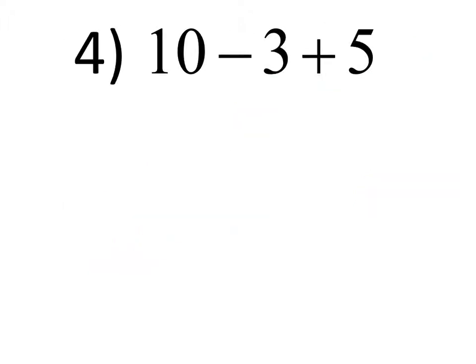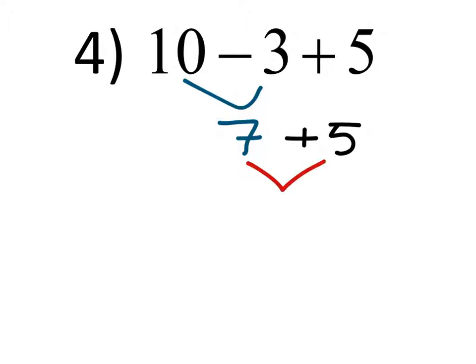All right, number 4. So there are no parentheses, no exponents, no multiplication or division, but there is addition and subtraction. Specifically from left to right, we'll have to do the subtraction first. So 10 minus 3 would be 7, and then we still have that plus 5. So again, still just moving to the left, 7 plus 5, 12.